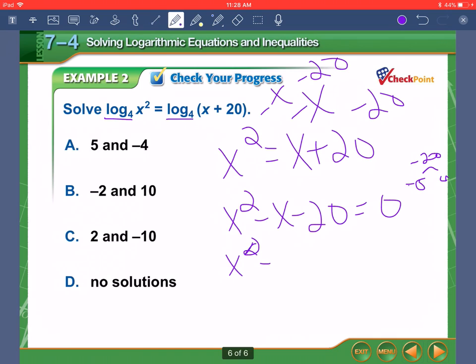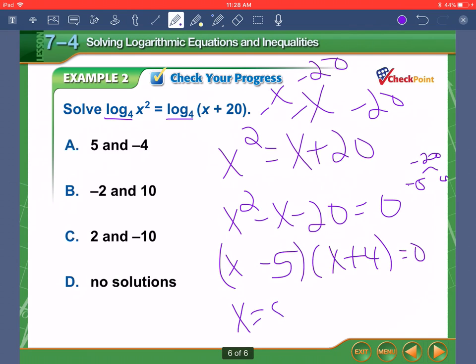So not x squared. Let me erase that. x minus 5 and x plus 4 equals 0. So I get that x equals positive 5 and x equals negative 4.